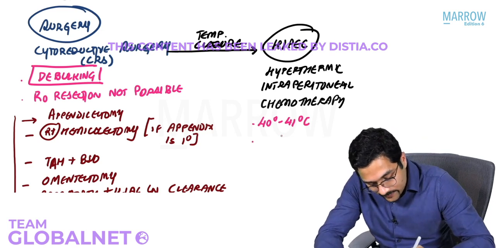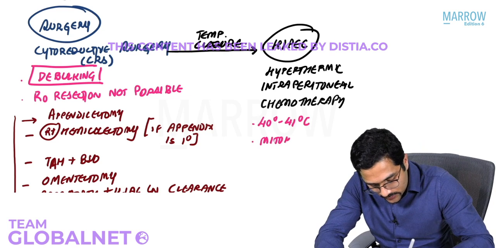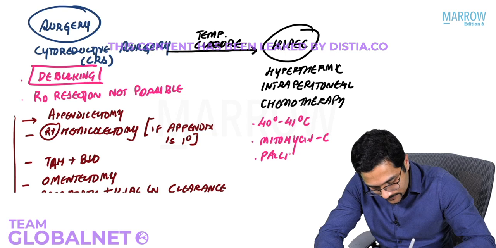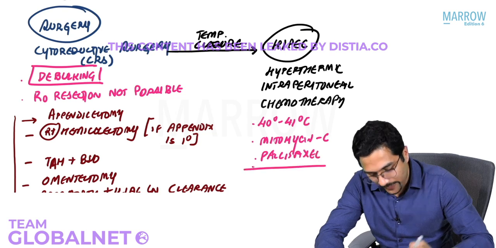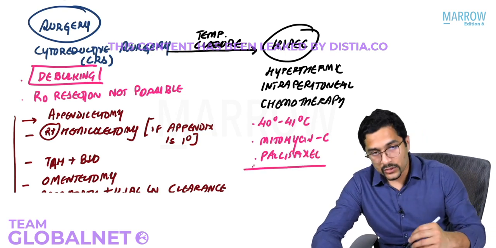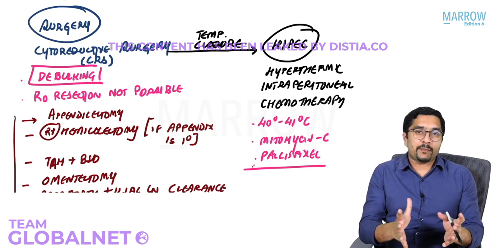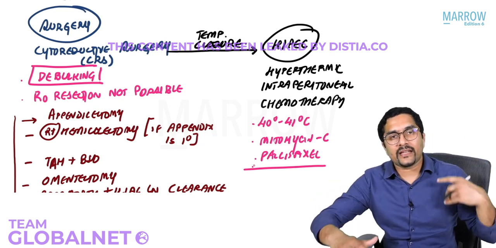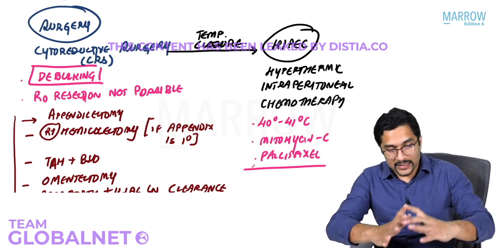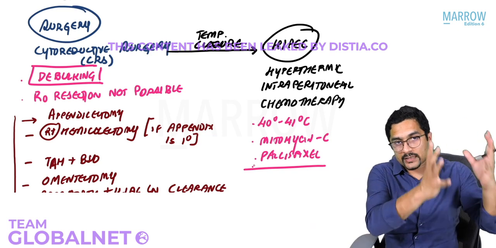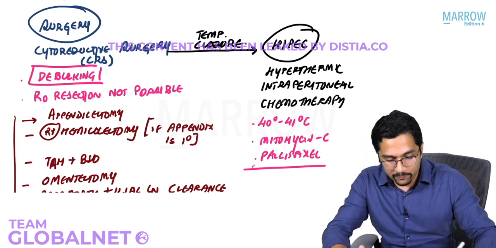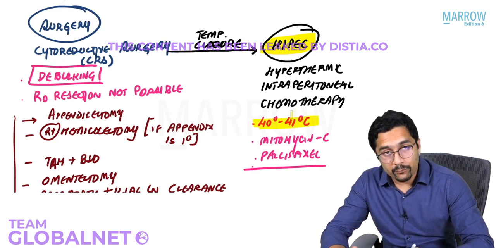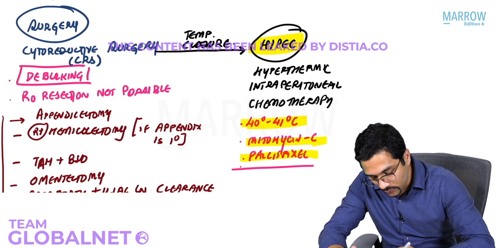And what are the agents which can be given? The agents usually used are mitomycin C, paclitaxel. Mitomycin C are the agents which are used. So this solution is kept inside the peritoneal cavity for an hour or so. Then we drain out the solution and then we close the abdominal cavity. So that is the management of these patients. We do a cytoreductive surgery followed by HIPEC. I want you to know the term of HIPEC. I want you to know the temperature and the agents which are used.